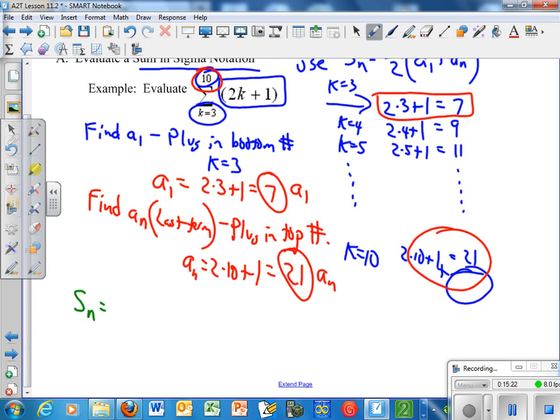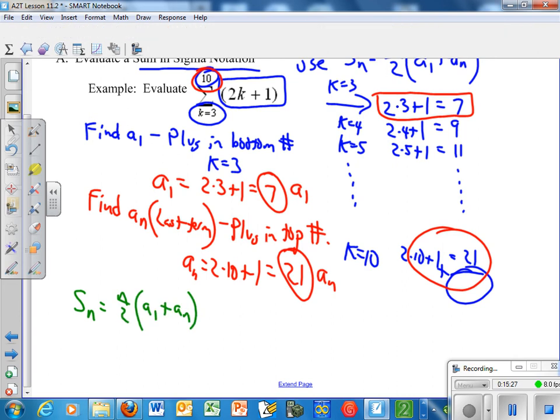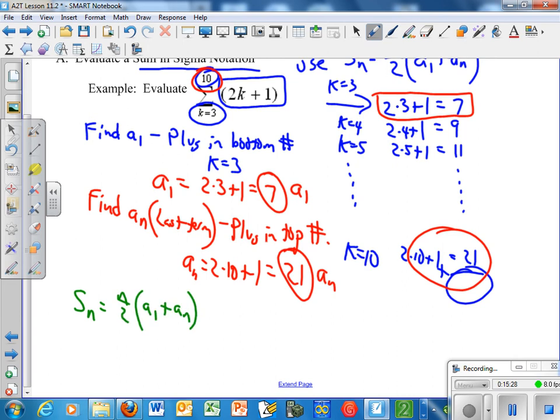Now if you think about the formula that we are using: S sub n equals n divided by 2 times A1 plus A sub n. Well, I know A1 is 7. I know A sub n is 21, so I know those two. To find the sum, which is what they want you to do, S sub n, we really need to know n. Here's the shortcut to find n.